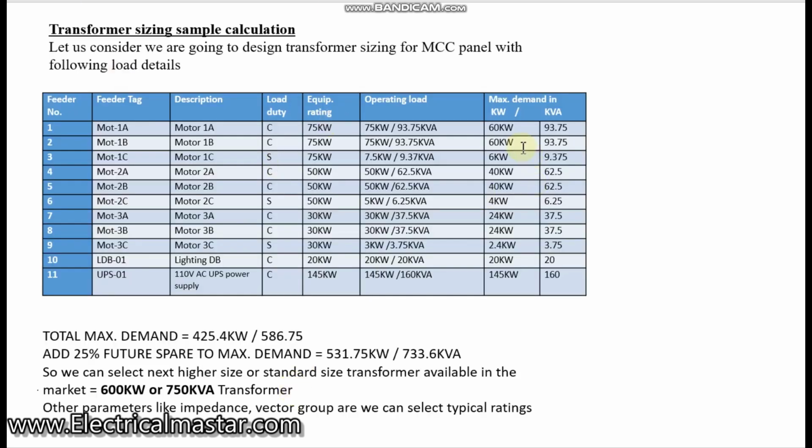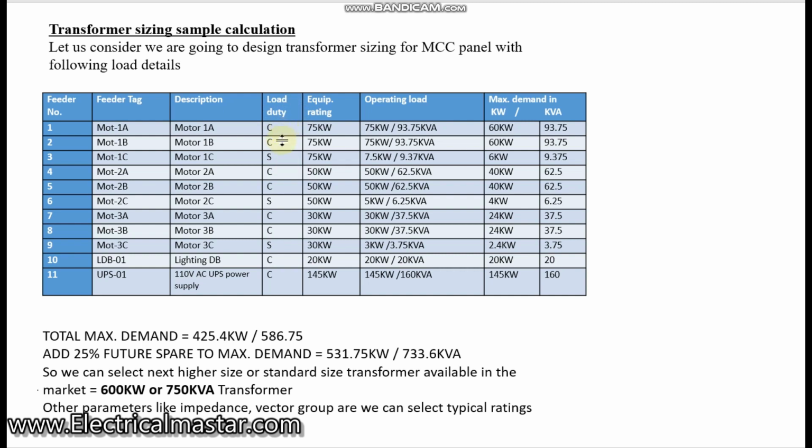So I will show you one load list. It is for the MCC panel. For example, we are going to connect one transformer for the MCC panel, and the MCC panel loads are given here. These 11 numbers, like motor 1A, 1B up to UPS, are the loads, and the description of those loads. And load duty, this is the duty factor they have given.